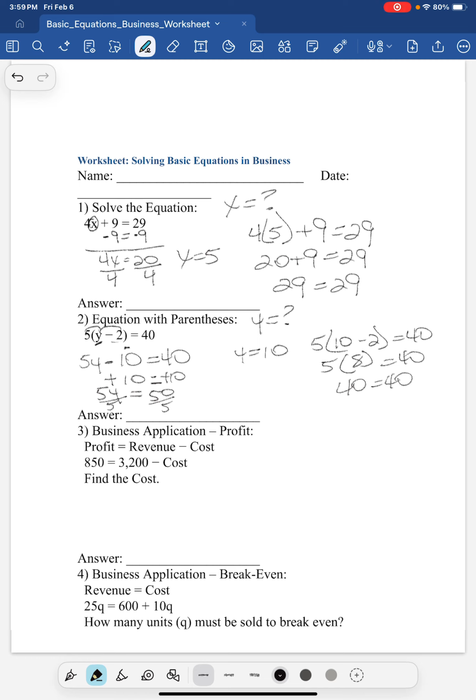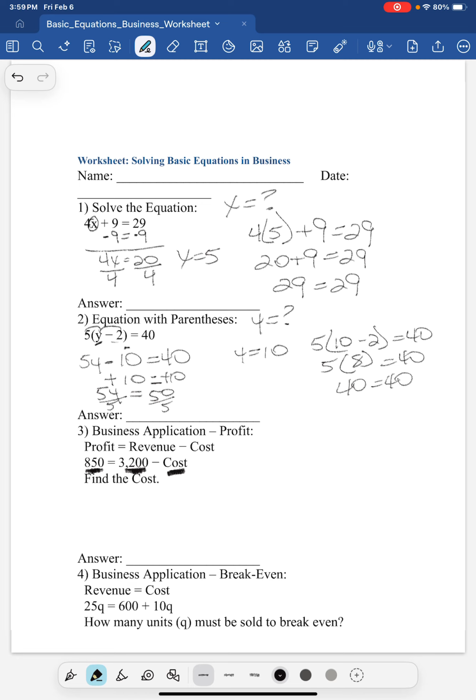Okay, now we're going to come to this one, and don't get confused by the way it's set up, because you have profit of $850, revenue of $3,200. That's how much money you took in. This is how much money you actually made, and it's minus this cost, what you spent trying to make money, okay? That's very important, because when you're making money in business, it's not just revenue. You've got to subtract out that cost to get to your profit, okay?